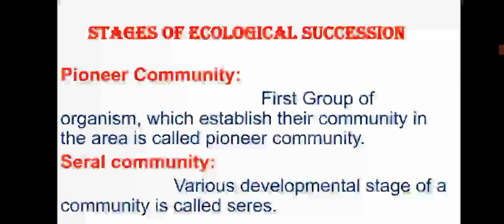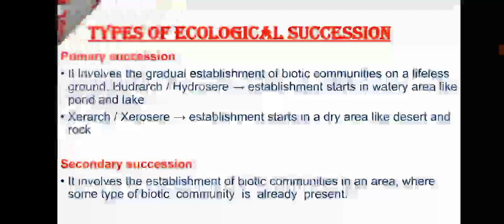Let us see the stages of ecological succession. It consists of two stages. One is pioneer community and another one is a seral community. Pioneer community means the first group of organisms which establish their community in the area. Seral community means after its development, it enhances its community. That is, various developmental stages of a community is called a seral community or sere.